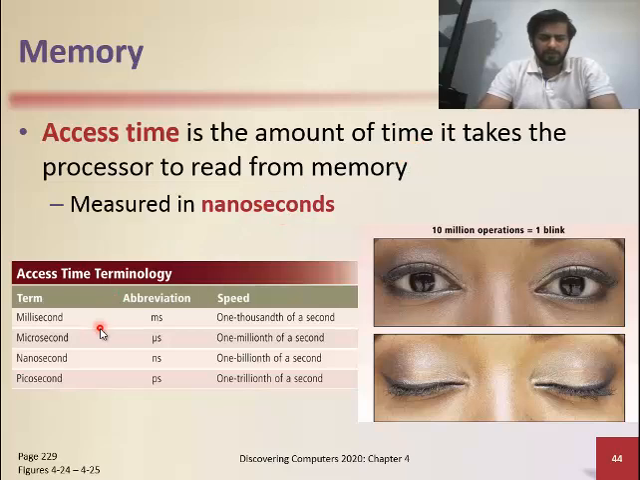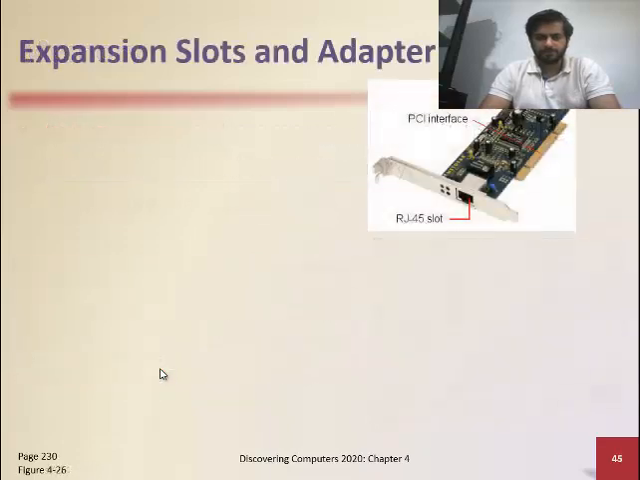You have other access time terminologies also available. We have milli, 10 raised to the power minus 3, micro, 10 raised to the power minus 6, nano, 10 raised to the power minus 9, pico, 10 raised to the power minus 12. The clock speed is working on gigahertz, so that is the reason I have to stick to the nanosecond time frame.